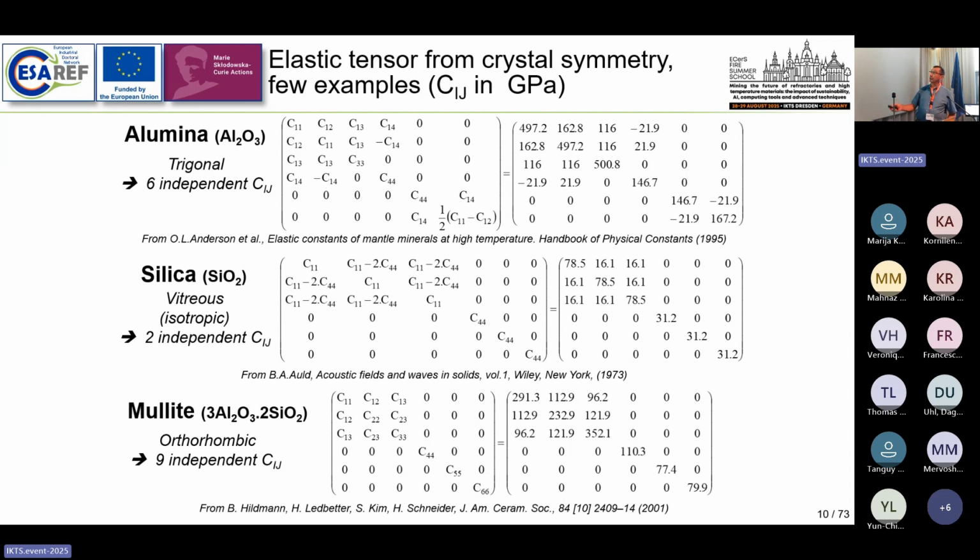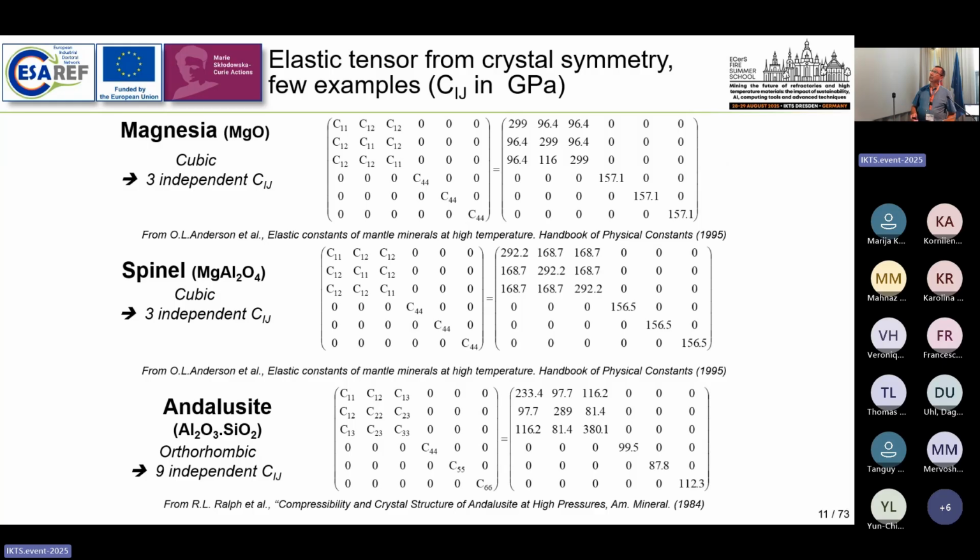So the elastic property of alumina, and of silica, you can see this is much lower. If you look at mullite, this is in between. If you look at magnesia, this is also in between. Spinel is also rather similar to magnesia. But in both cases, this is cubic, so we are quite lucky. Then this is much more simple, with only 3 elastic constants. If you look at andalusite, which is a mineral I like a lot for many reasons, which is orthorhombic, you have to play the game with different elastic properties.